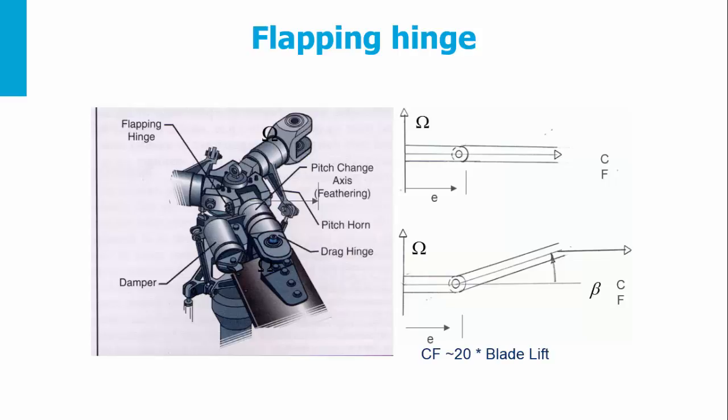The centrifugal force is almost 20 times the blade lift, and in this way, putting the flapping hinge with an offset e, we can eliminate the rolling of the helicopter in forward flight.